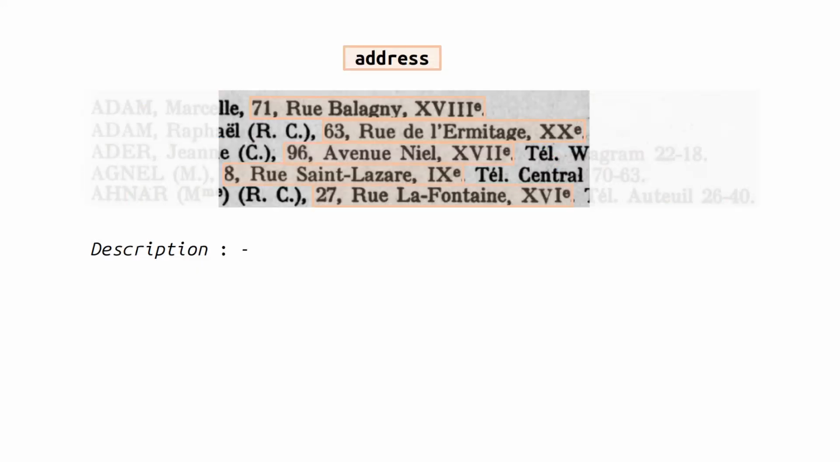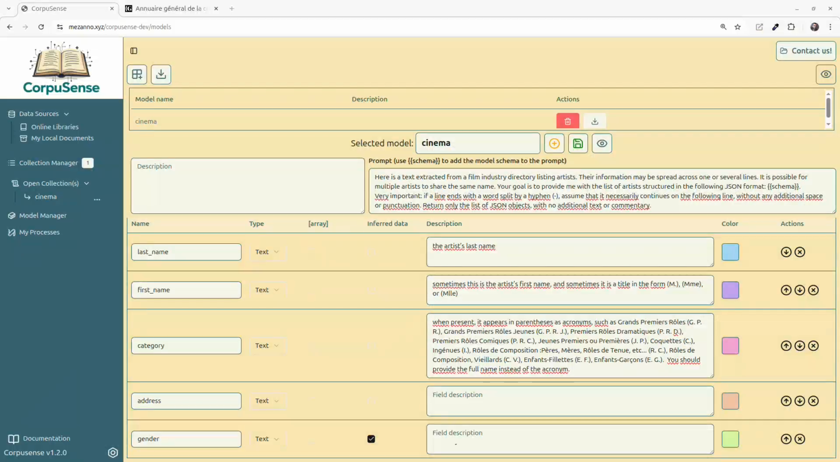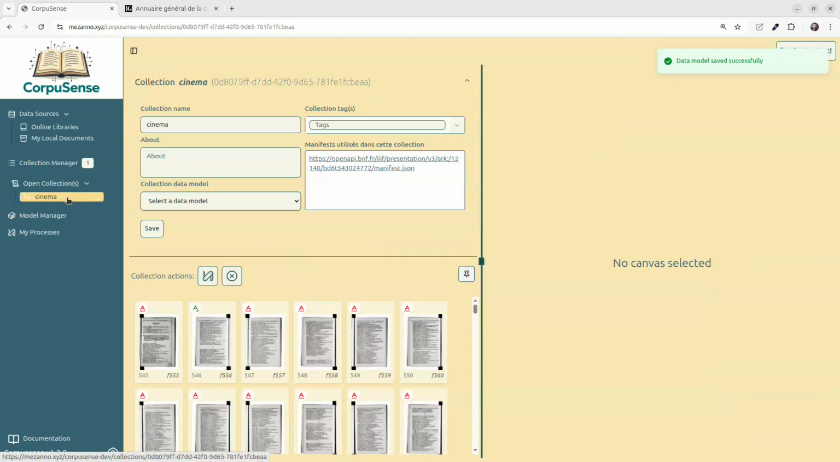Address. Gender. The artist's gender. Indicate M for male, F for female, and I if you're unsure, for example, in the case of a gender-neutral first name. For the gender field, we specify to the model that this value must be inferred. Once this is done, we associate the model with the collection and launch the processing.